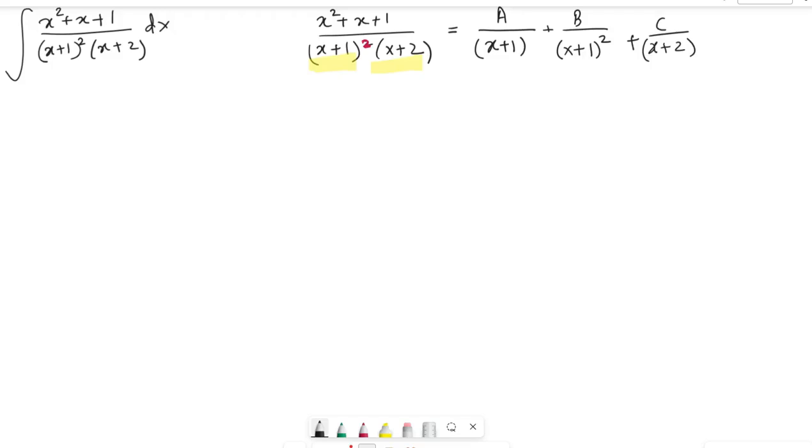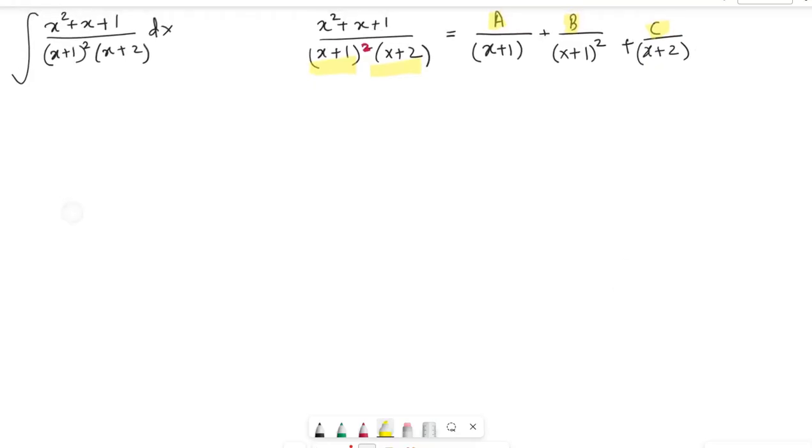So for each factor you are writing a new fraction, there will be a new constant used. You can use any alphabets, like A, B, C are the easy ones. That's your choice. But it's a common convention to use capital alphabets to distinguish between the variable and your constants.